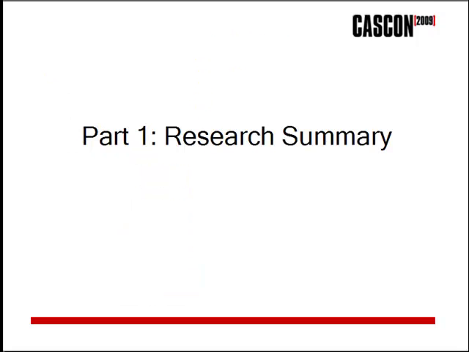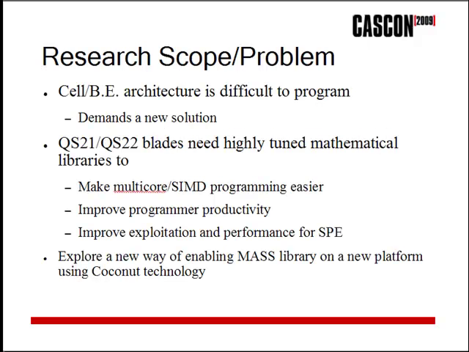Let's talk a little bit about the research. MASS stands for Mathematical Acceleration Subsystem. It consists of libraries of mathematical intrinsic functions that are highly tuned to IBM processor architectures. Before this project, MASS was already working with XLC and C++ and XL Fortran compilers on Power and BlueGene architectures. The goal of this project is to enable MASS to run on Cell Broadband Engine processors.